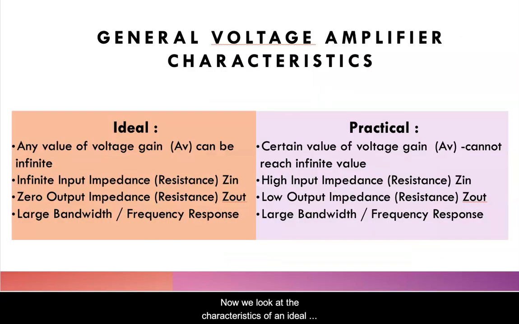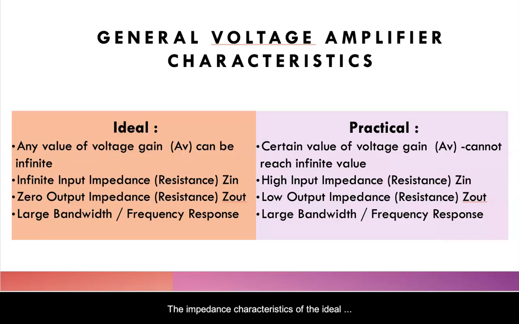Now we look at the characteristics of an ideal voltage amplifier. The following are the ideal characteristics. First, we want infinite gain AV, secondly, infinite input impedance Zin, and thirdly, zero output impedance Zout. An ideal amplifier would be capable of providing any value of gain, no matter how high the value is, but in reality, the value of AV is limited and the limitation depends on the type of active components used in the circuit.